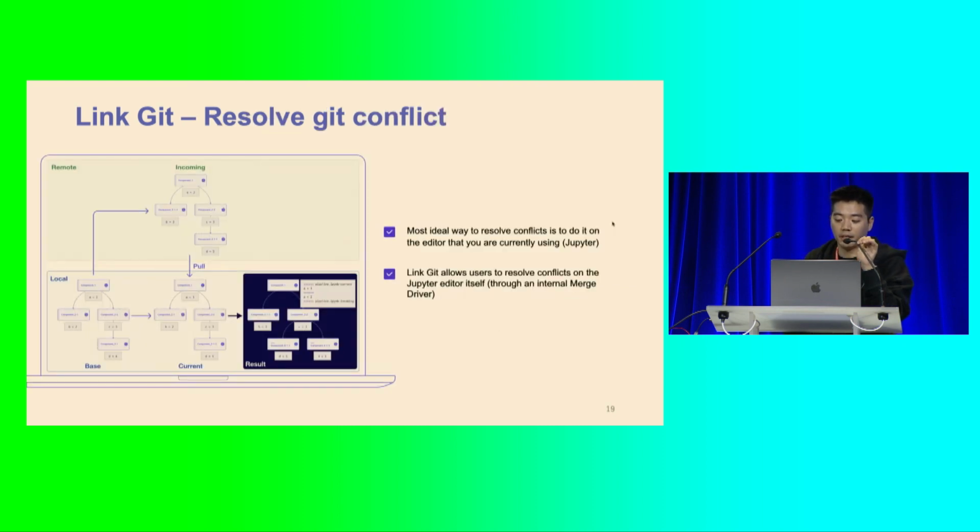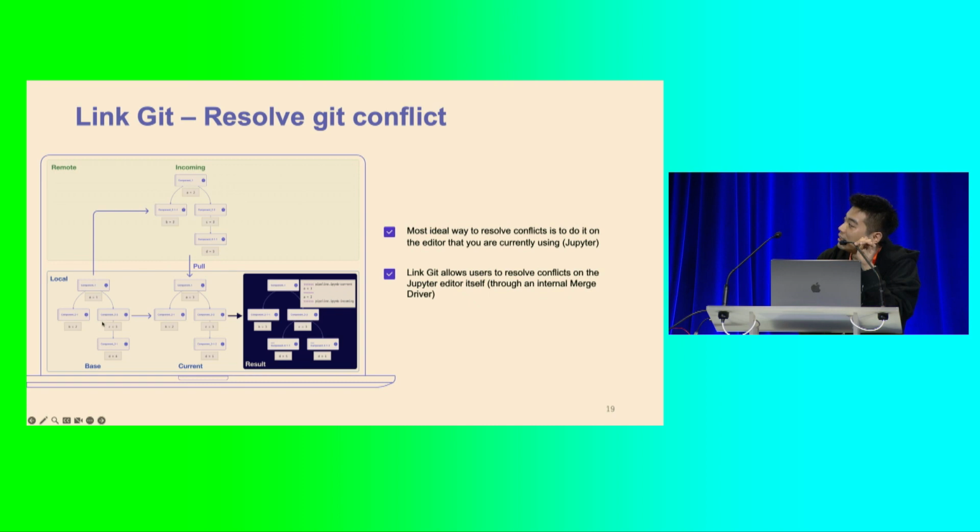Now, finally, let me introduce a way to resolve Git conflicts through Link Git. We believe that the most desirable way to resolve conflicts is to use the editors we're already working with. In this case, definitely Jupyter. Link Git helps you resolve conflicts in the Jupyter editor when Git conflicts occur. First, let's understand the background situation.